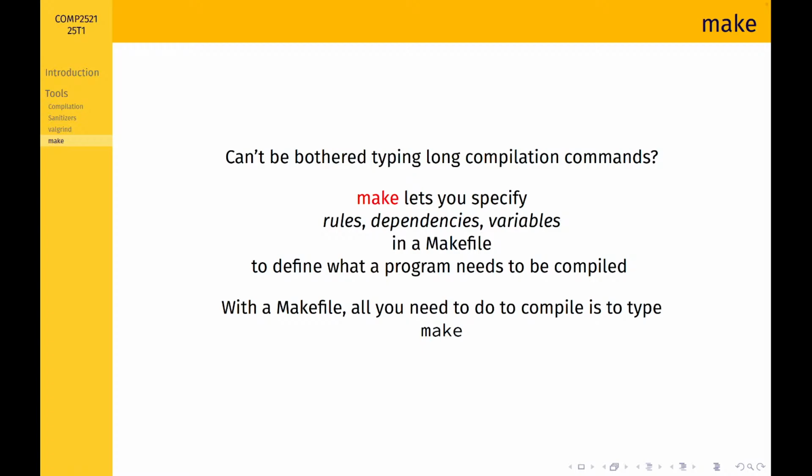So for every program that we write, in our make file, we'll specify what are the C files that the program uses, and what are the compilation flags that we're going to use to compile this program, right? And if we do have a make file, all we have to do to compile our program is to type make, right? And you'll be able to try that out in the lab this week.